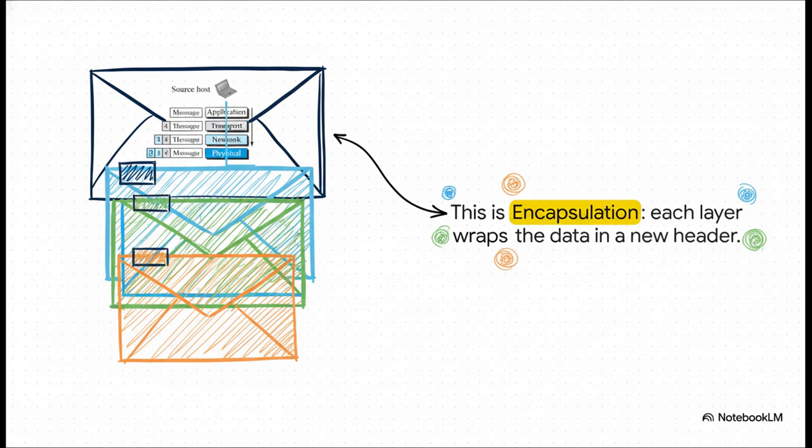And right here is where a super important concept kicks in. As our data moves down through these layers, a process called encapsulation begins. Each layer adds its own little packet of instructions, called a header, to the data. It's kind of like taking your letter and putting it into the first of many envelopes, each one with specific instructions for the next step of the journey.